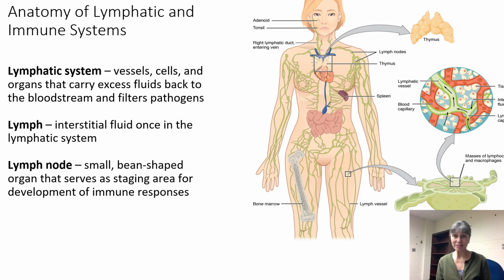When fluid enters into lymphatic vessels, into the lymphatic system, it's known as lymph or lymphatic fluid. One of the things that the lymphatic fluid will filter through are specialized organs known as lymph nodes. Lymph nodes are small, bean-shaped, and serve as a staging area for the development of an immune response.